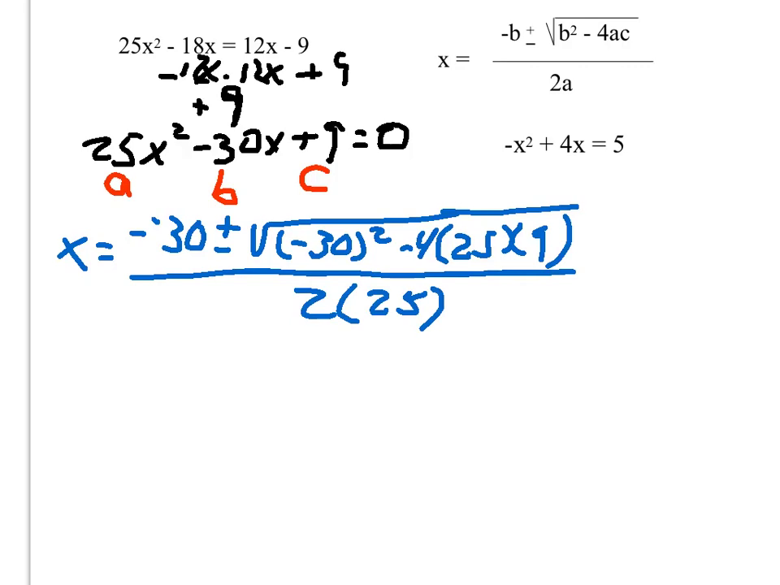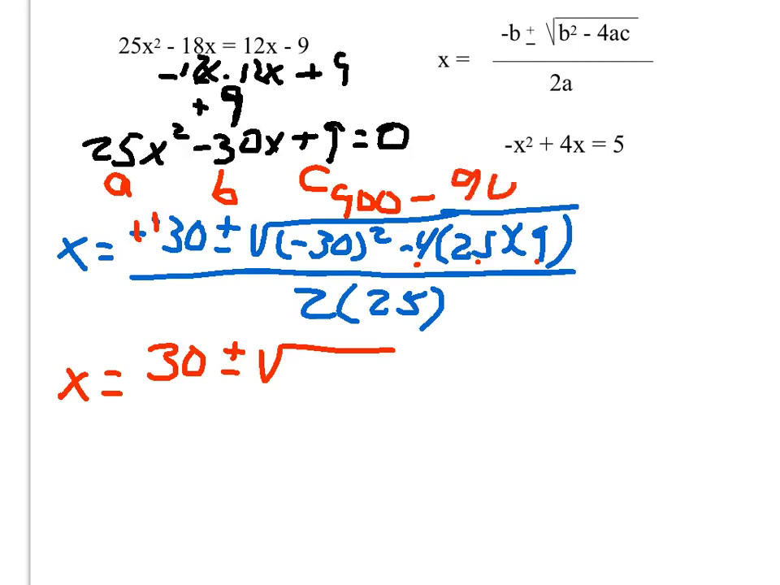So now we need to, again, grind this thing out. So x equals, a double negative here will make it positive 30, plus or minus the square root. So here, negative 30 squared will be 900, minus 4 times 25 times 9 will be 900. So 900 minus 900 will give us 0, all over 50.